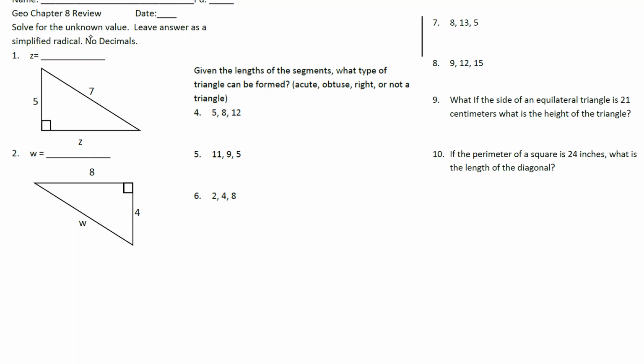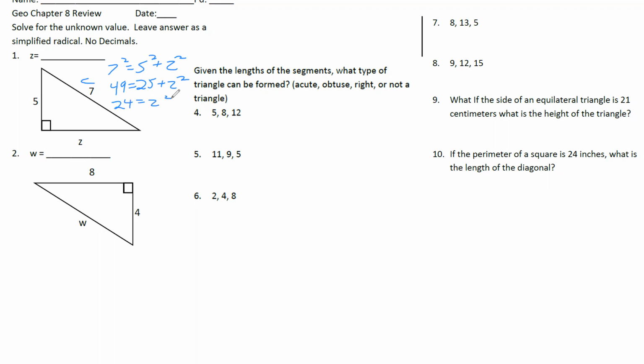Now you have to decide which one of those is my C value. Well, again, your hypotenuse is always C. The other two can be plugged in for A and B in any order. So on this one, I'd be doing C squared equals A squared plus B squared. All right. In this case, I plugged in 5 for A and Z for B. Multiply them out. We have 7 squared is 49. 5 squared is 25, and then we still have Z squared. Subtract 25, and we're left with 24 equals Z squared.